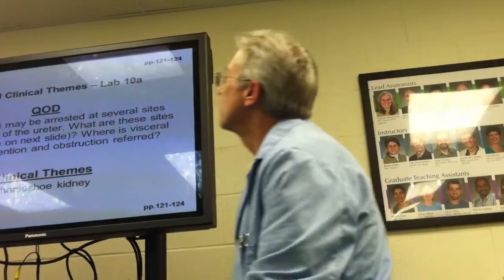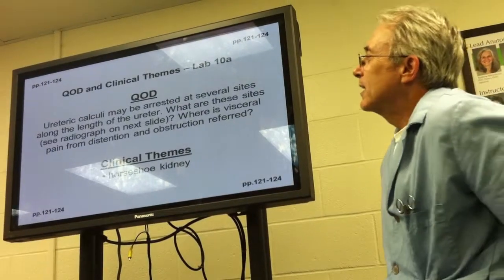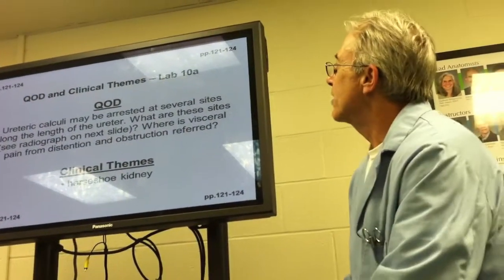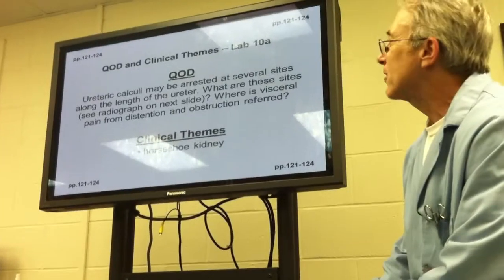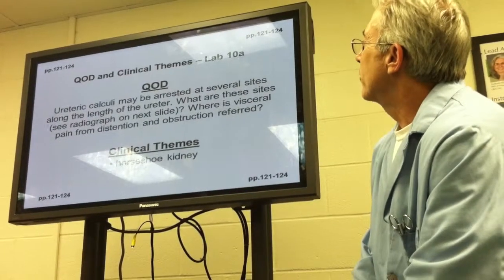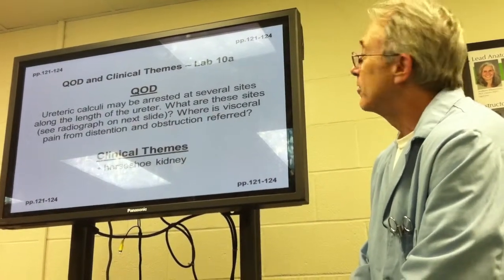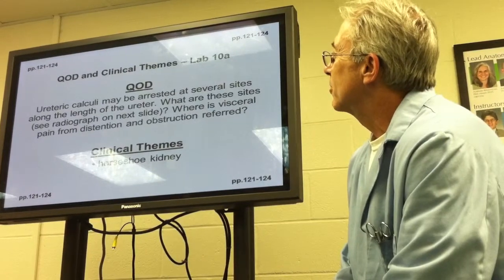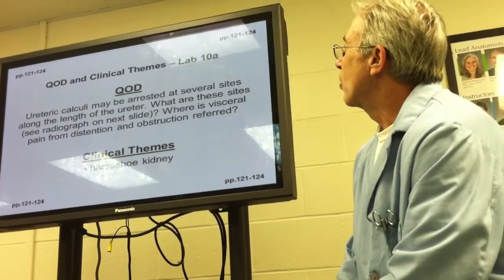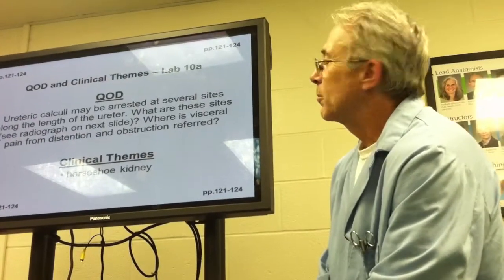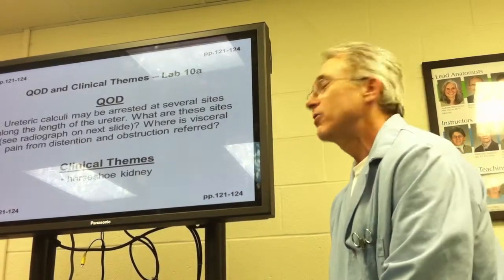All right, so here we have kidney stones, ureteric calculi. Usually that's calcium oxalate, at least primarily. May be arrested at several sites along the length of the ureter. What are these sites? We'll see the radiograph next. And where is visceral pain from distension and obstruction referred? Okay, so where are these sites?